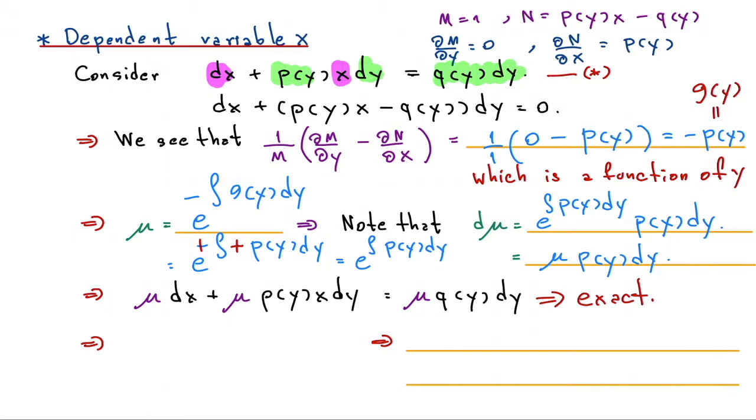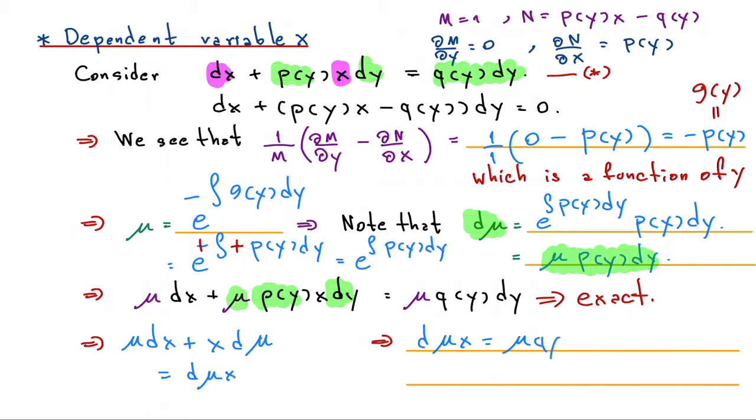So guys, μ dx plus, again guys, if you look here, μ p(y) dy, that is dμ, isn't it? So it's the same as to say that x dμ, and that is d(μx). Which means that we have that d(μx) is μ q(y) dy.